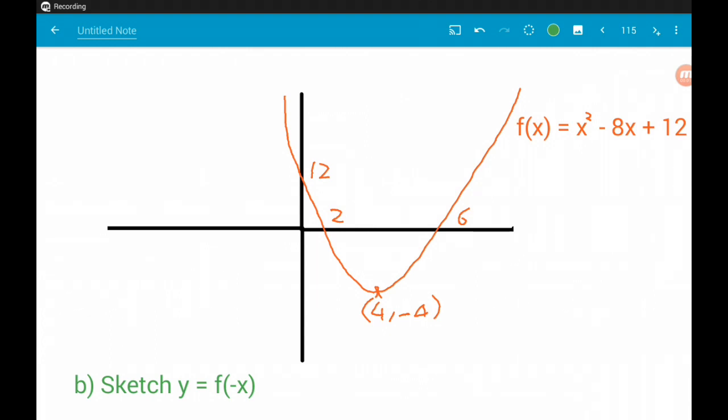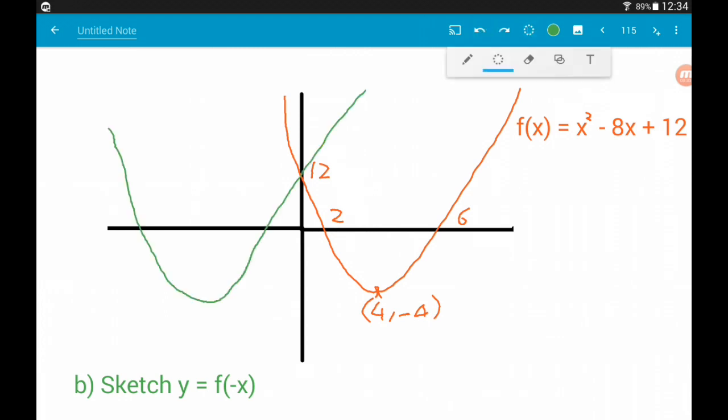Okay, then for part B we're going to sketch y equals f of minus x. So f of minus x is a reflection in the y-axis. So what's going to happen here, we're going to have the same y-intercept, but our x-intercepts are going to be mirrored. So 2 is going to go to minus 2, and 6 is going to go to minus 6. And also, our minimum is also going to be reflected. So our sketch will look something like this.